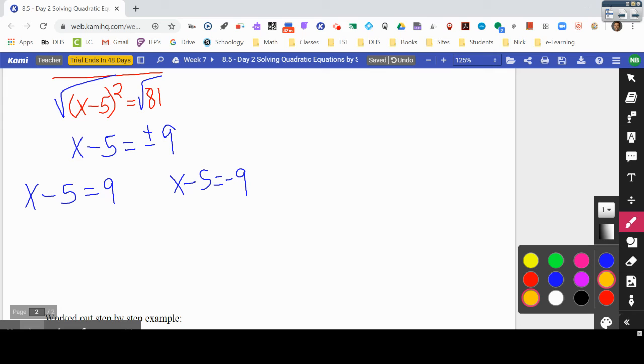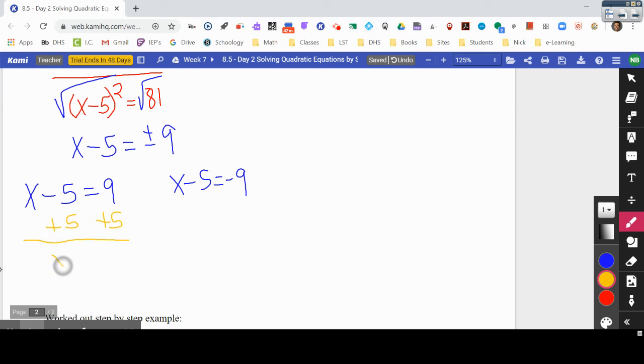And now I'm going to solve both of these the exact same way, right? You add 5 to both sides. So here we get x is equal to 9 plus 5, which is 14. And again, we're going to add 5 to both sides on this equation. But this equation, it's negative 9 plus 5, which gives us a negative 4. So here my two solutions are 14 and negative 4.